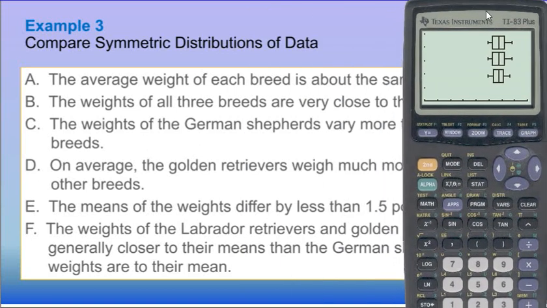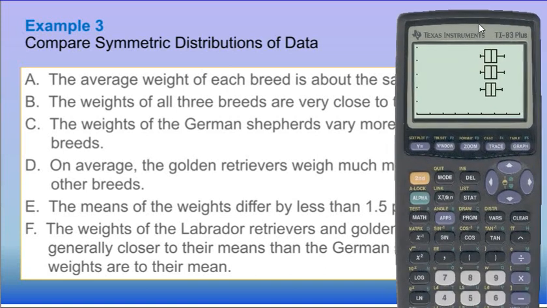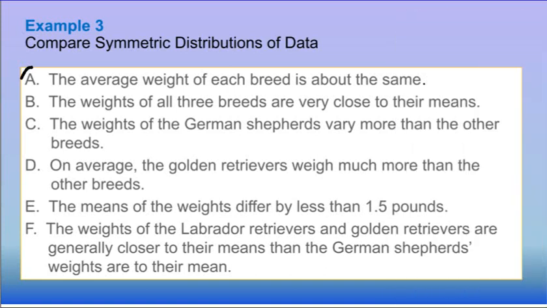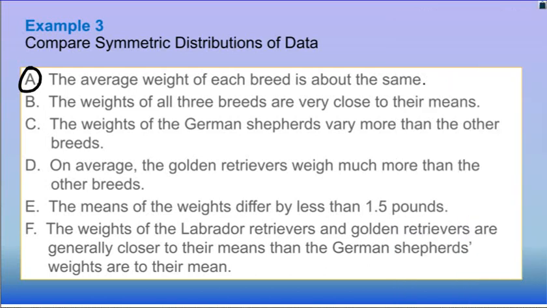Okay, so the average weight of each breed is about the same. So the average, we could say that that is true. B, the weights of all three breeds are very close to their means. Look at that. They're not real close because they are skewed a little bit. We can't say B. C, the weights of the German Shepherds vary more than other breeds.